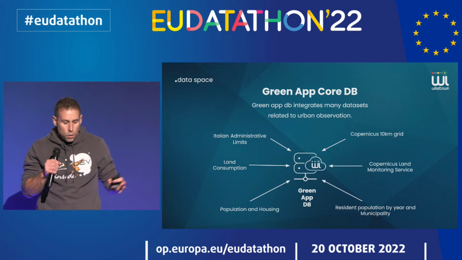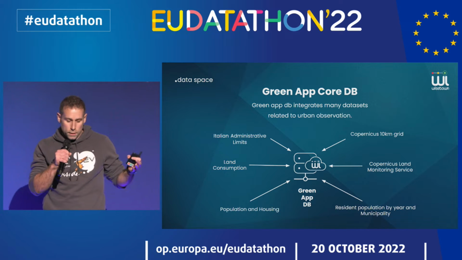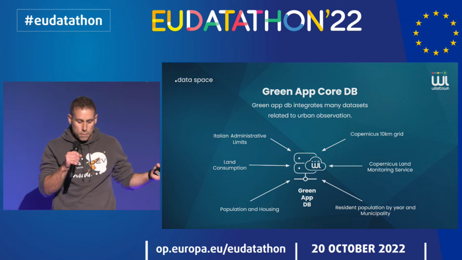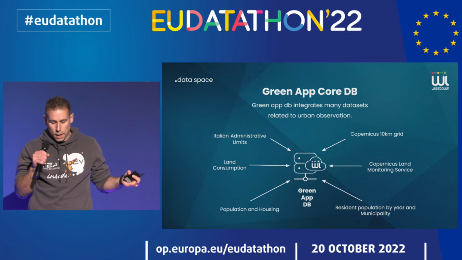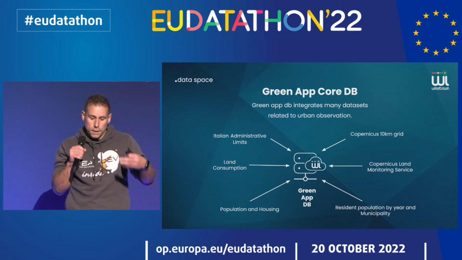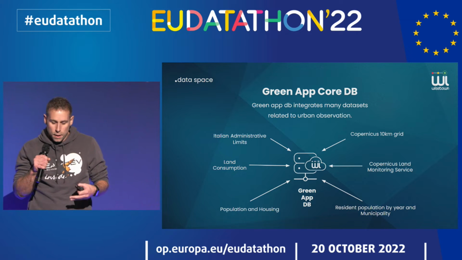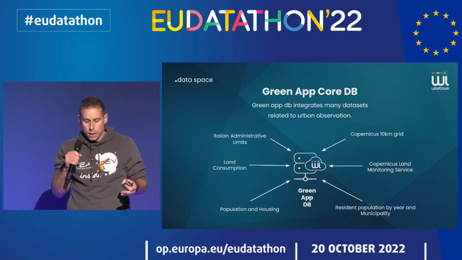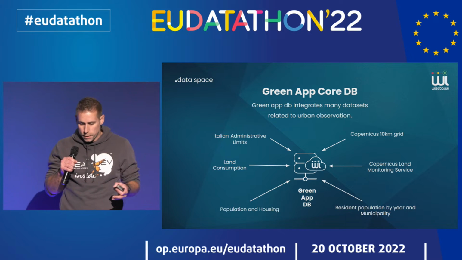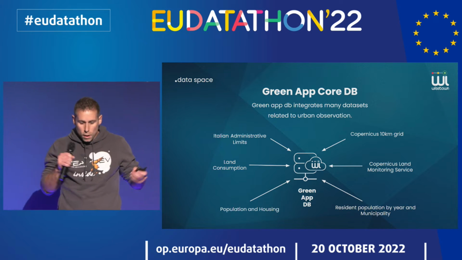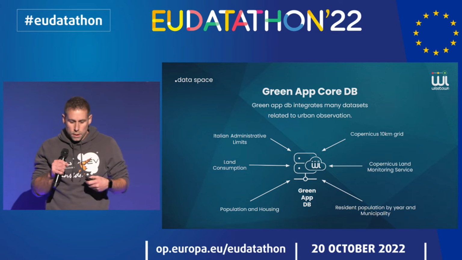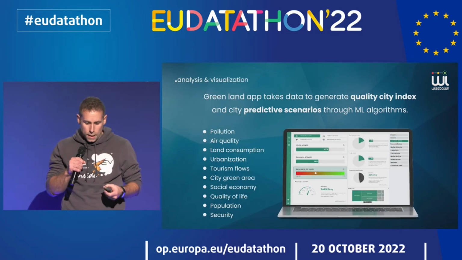We started collecting open data from Istat and the Census, like the Italian administrative limits, land consumption, production and housing, and the resident population. Then we added satellite data from Copernicus, like the 10 kilometer grid and the land monitoring services. Collecting all this data in one single data space, we started to analyze it.